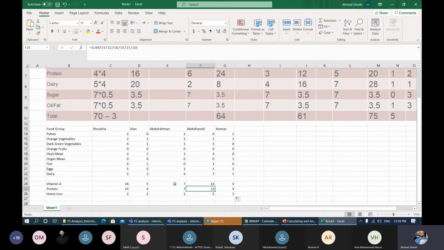And Vienna is saying there's diversity, like there's a diversity. Ammar is saying the number of meals. Maybe Saleh can put more on diversity. Yeah, go ahead.